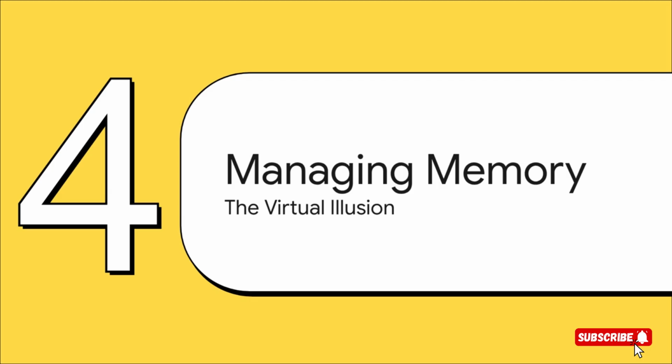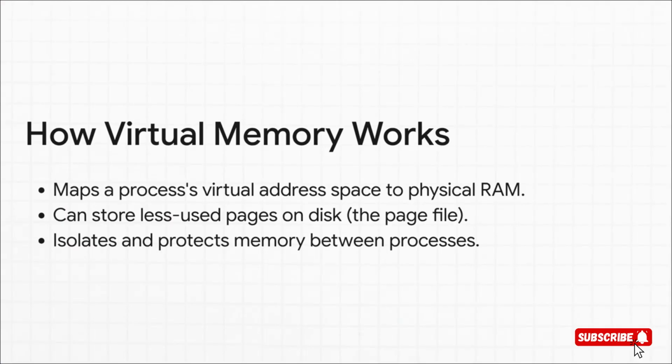Now this is where things get really, really clever. We're about to look at maybe the greatest magic trick a modern OS performs: the virtual illusion. It's how Windows convinces every single program that it has the entire computer's memory all to itself. So how does this trick work? Well, this diagram gives us a peek behind the curtain.